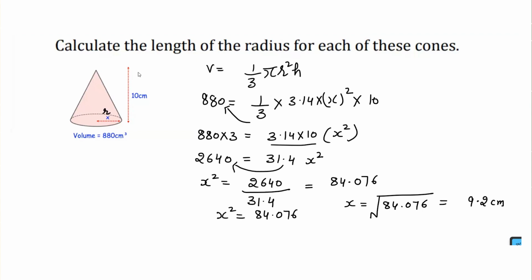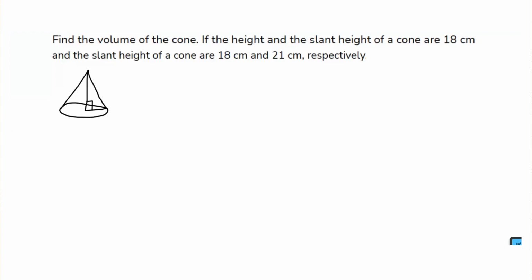Now let's understand the question where height and slant height are given and we have to calculate the volume of the cone. In this question, the slant height is given to us, which is equal to 21 centimeter, and height is given to us, which is equal to 18 centimeter, and we have to find out the radius, because without the calculation of a radius, we cannot find out the volume of the cone. You can see here, there is a right angle triangle, so we can use the Pythagoras theorem here to find out the value for r.